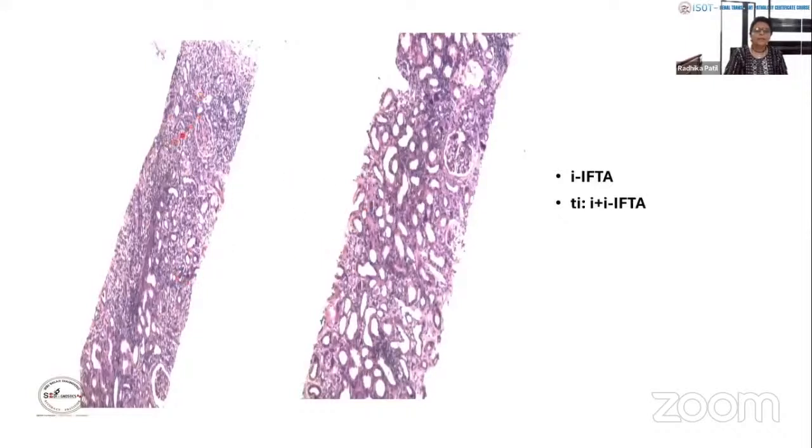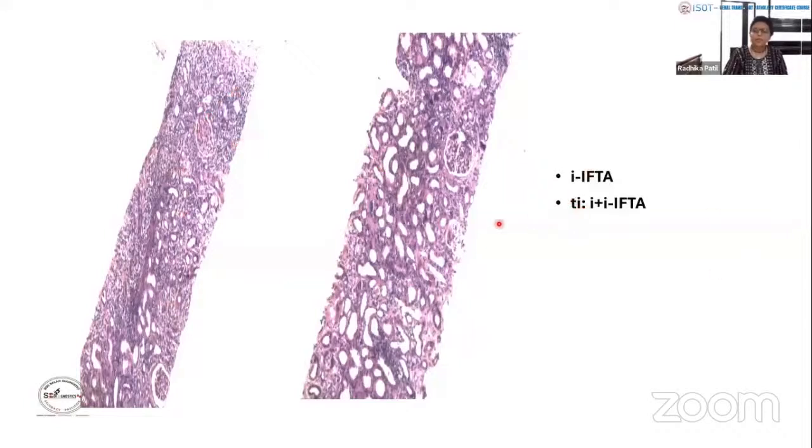Here we see there is loss of tubules, or the tubules have become atrophic. They have reduced in size and they are atrophic. So a moderate amount of chronicity changes are seen, tubular atrophy and interstitial fibrosis. And i-IFTA, that is the extent of inflammation in the IFTA area, is diffuse. So it becomes i-IFTA 3.